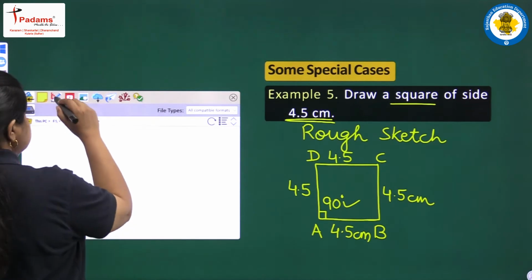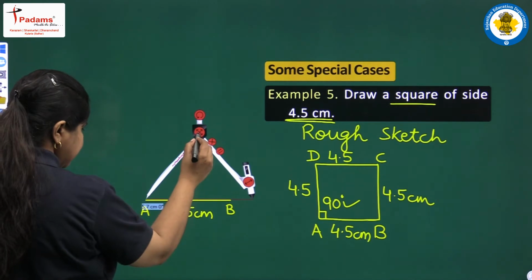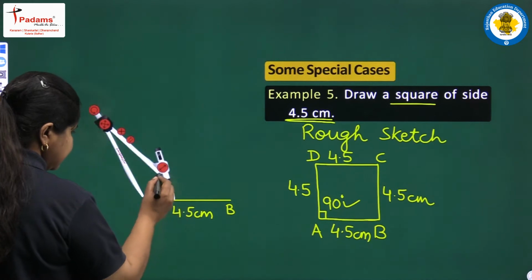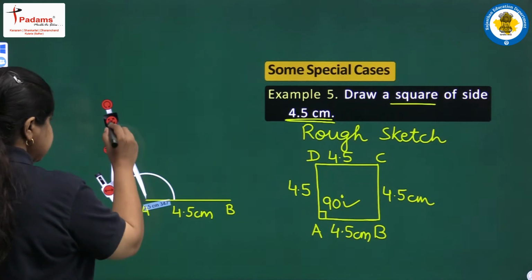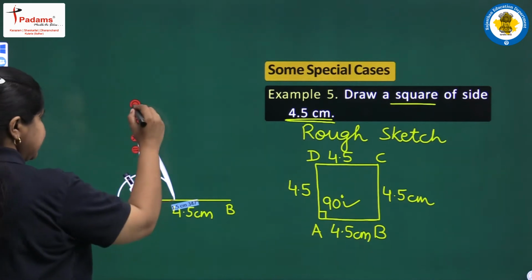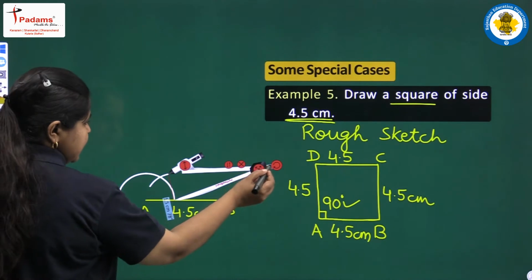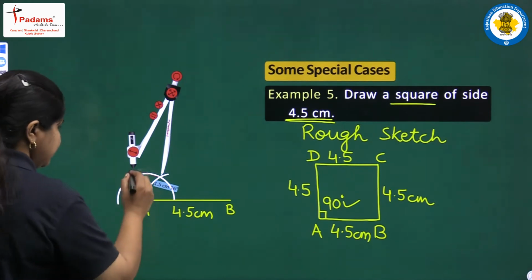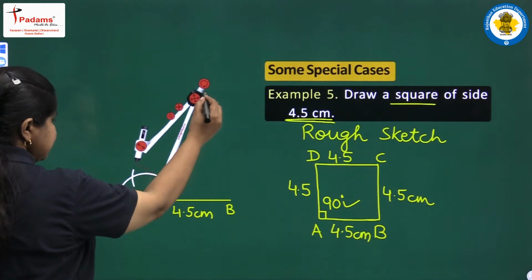So again we will take the help of a compass, keep the pointed end at A, and with some suitable radius we will draw one arc in this way. Then with the same radius, keeping the pointed end at this point, you can see where I am keeping it, we will draw one more arc in this way. Again keeping the pointed end here at this point, we will draw one more arc. In this way we get an angle of 120 degree.